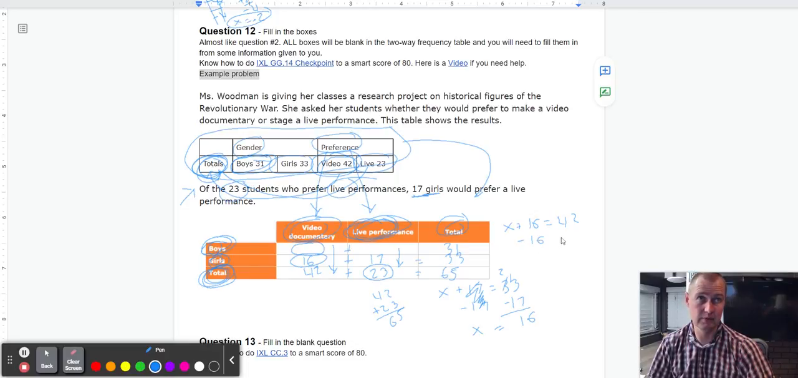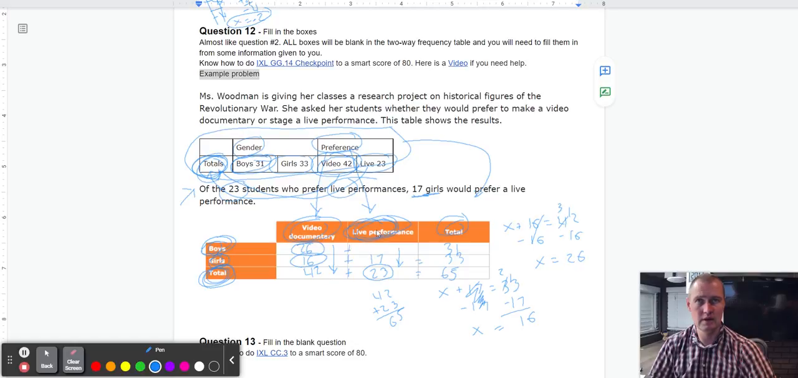The opposite: minus 16 from both sides. Notice everything from the beginning of the school year is just coming back. Minus 16, they're out. We have x equals 42 minus 16. I have to borrow on this one, so that borrowed 3, got a 1 there. 12 minus 6 is 6, and 3 minus 1 is 2. So I have 26 boys that want to do the video documentary.